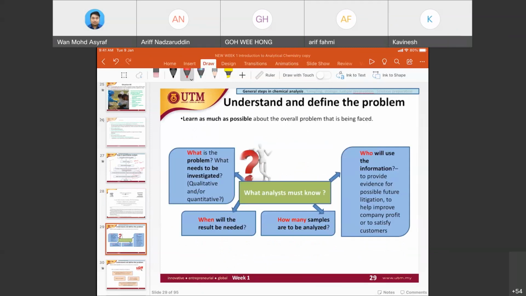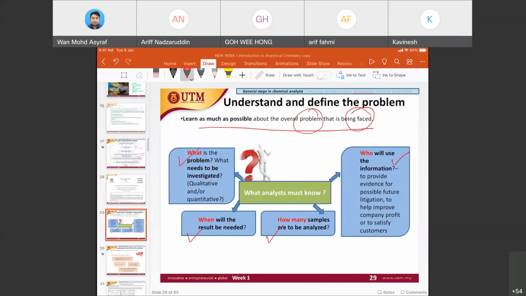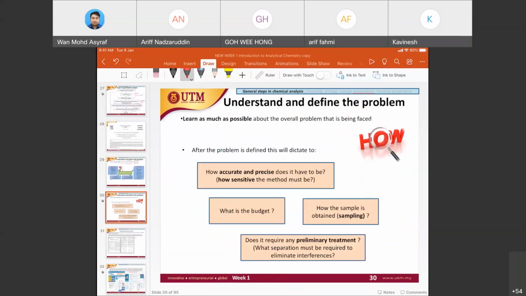So learn as much as possible for the overall problem that is being faced. You need to know what is the problem, what will result, you need, how many samples are there to be analyzed, and who will use the information. And then after the problem has been defined, how accurate and precise does it need to be? Maksudnya does it need to be so accurate ke, tak accurate sangat ke, ataupun we just need the quality information saja ke? It depends on you to understand the problem.